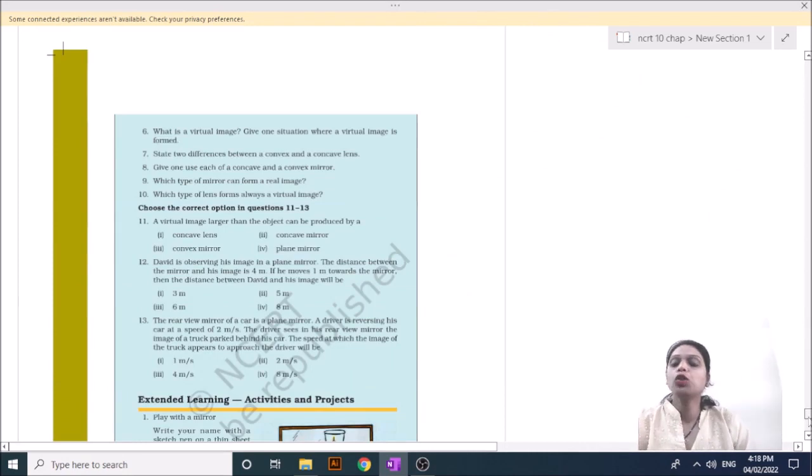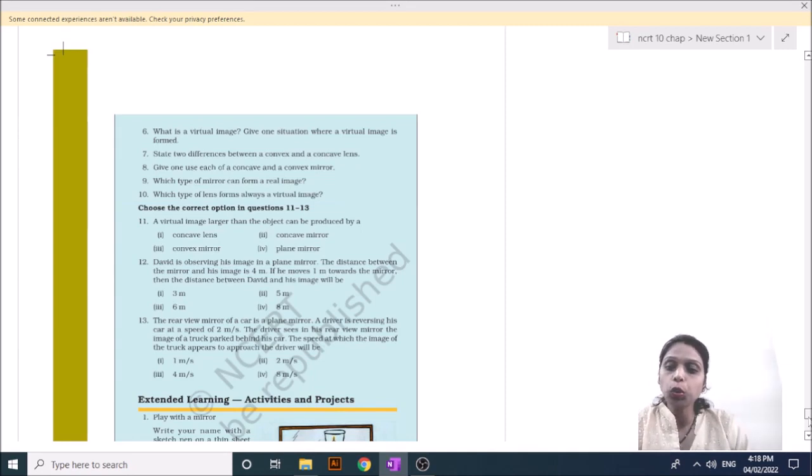What is a virtual image? An image that we cannot get on the screen is called a virtual image. Give one situation where a virtual image is formed. In a plane mirror, a virtual image is always formed. State two differences between a convex and concave lens. A convex lens is always thick in the middle and thin at the extreme points, whereas a concave lens is thin in the middle and thick at the extreme points. A convex lens is called a converging lens, whereas a concave lens is called a diverging lens.